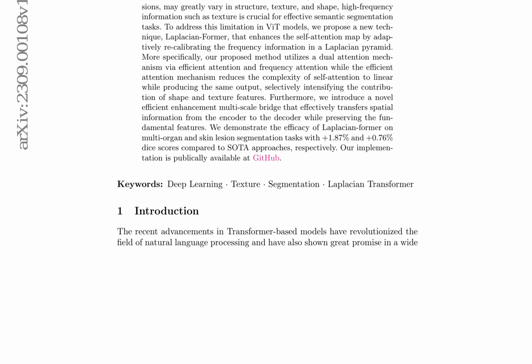Additionally, an efficient enhancement multiscale bridge transfers spatial information from the encoder to the decoder, preserving fundamental features. The efficacy of Laplacian-Former is demonstrated on multi-organ and skin lesion segmentation tasks, showing significant improvements compared to state-of-the-art approaches.